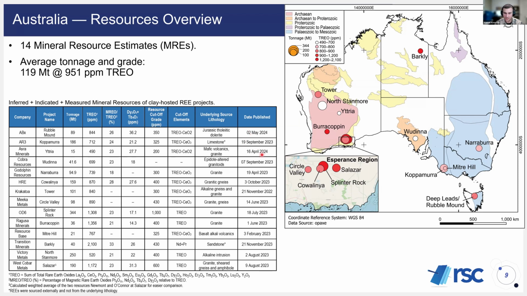The date published, you can see the majority of them come from 2023. Some companies regularly update their deposits, their resource estimations, as they keep on drilling. There's two actually that have been released this year. As you can see here, the maiden resource from the Atria deposit. And the first one was the Krakatoa in 2022.